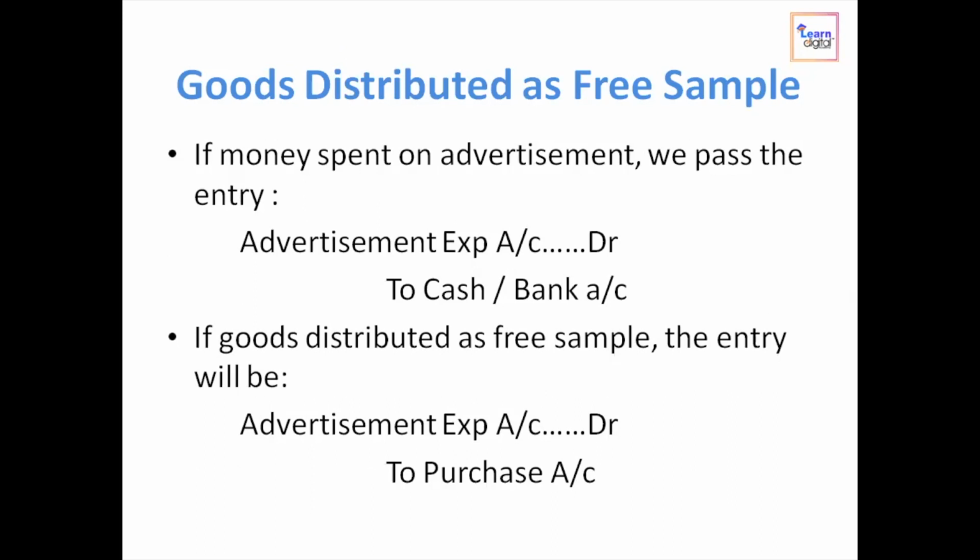So for this also, we need to use a special ledger known as purchase account for this type of special entry. If money is spent on advertisement, generally we pass advertisement expense account debit to cash or bank. But instead of money, the goods are distributed as free sample. And in that case, the entry will be advertisement expense account debit to purchase account. So how to enter this transaction? Let's start entering in Tally.